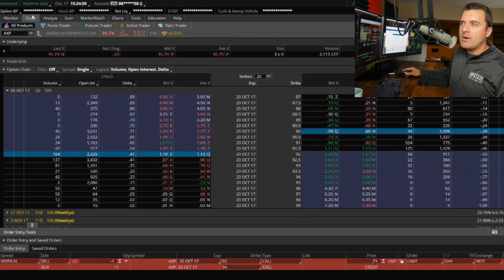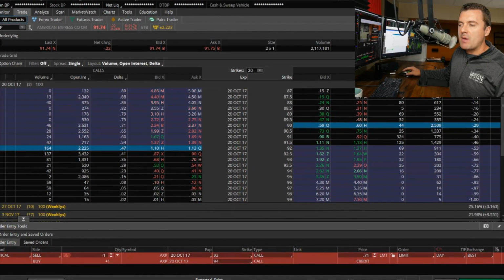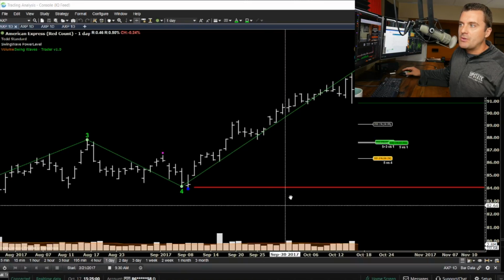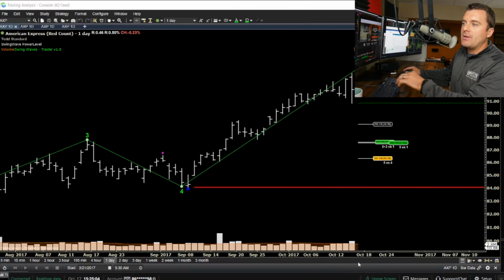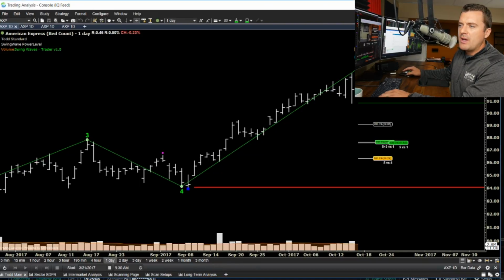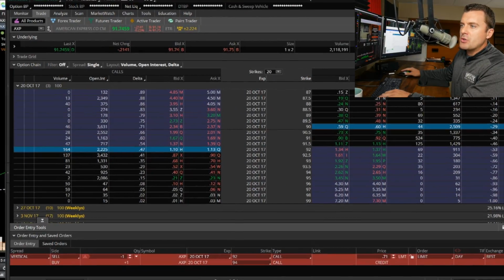The expected move here on AXP is $2.22. So if you take that away, that's going to be about $89.50. Okay, that's the -1 standard deviation. So that's fine. That's going to be right around here, about halfway to where we think the ultimate target will be. So that's going to work pretty well for us. Okay, so let's execute this trade.